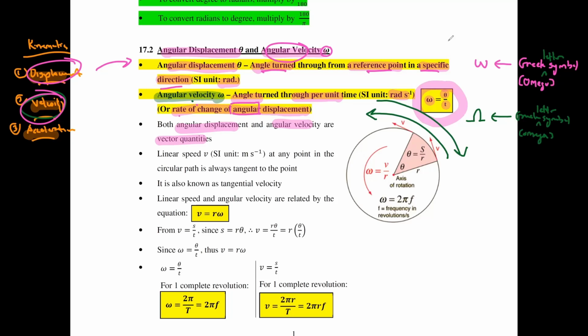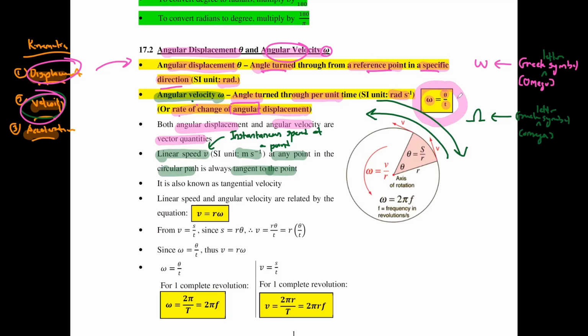Now, when something moves in a circle, we also have to consider something called linear speed, which is measured in meters per second. Linear speed can just be thought of as the instantaneous speed at a point. So it is always tangent to the point. Here we define linear speed at any point in a circular path as always tangent to the point.